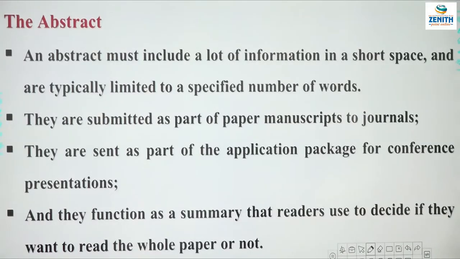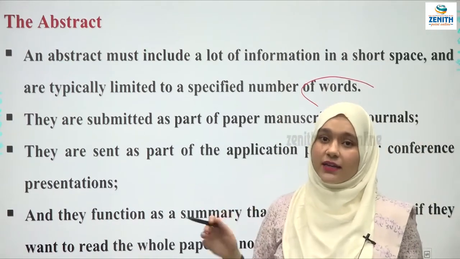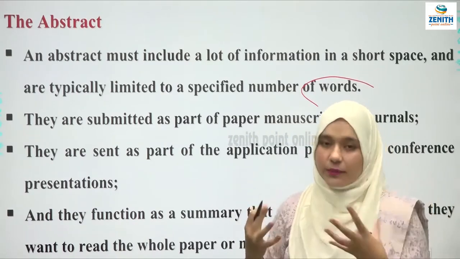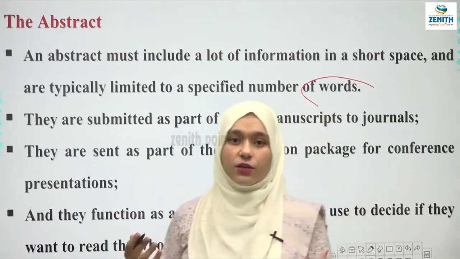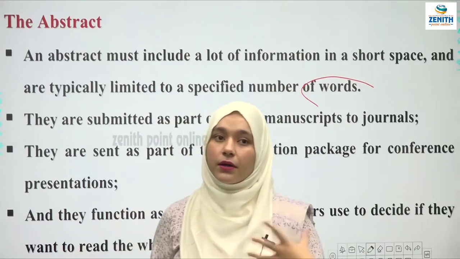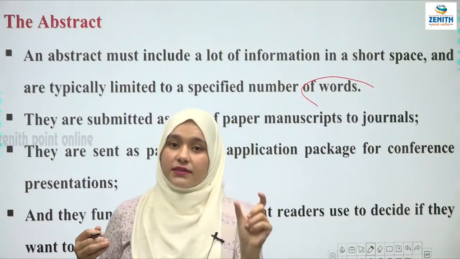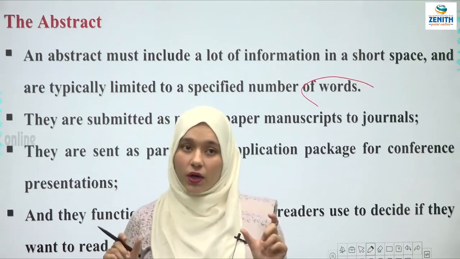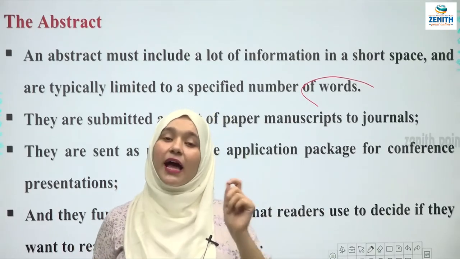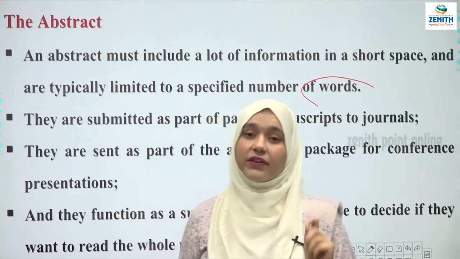An abstract must include a lot of information in a short space and is typically limited to a specified number of words. A word limit is always mentioned for an abstract, depending on the journal. Whichever journal you are writing for, whichever article you are writing, the number of words or the word limit will be mentioned by them, and you'll have to stick to that word limit very strictly.